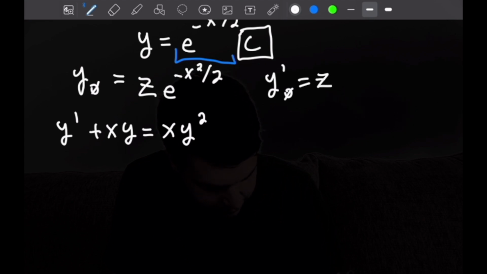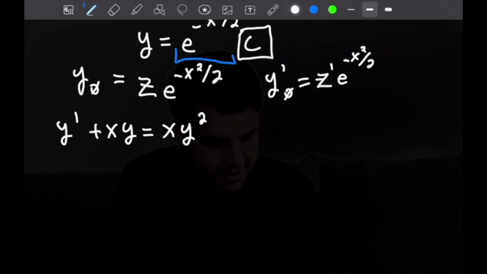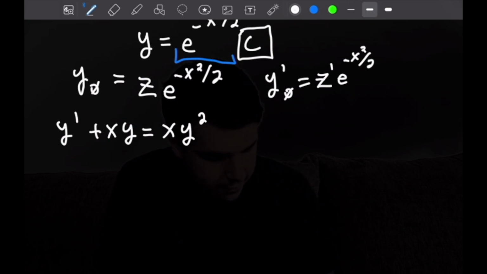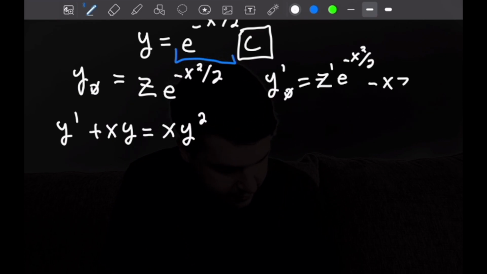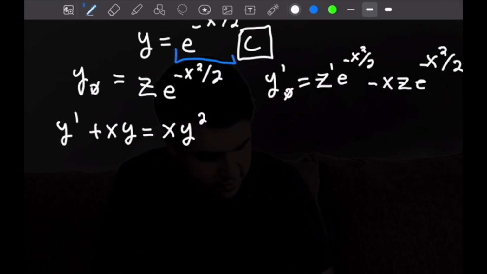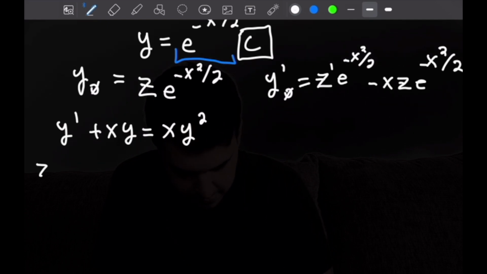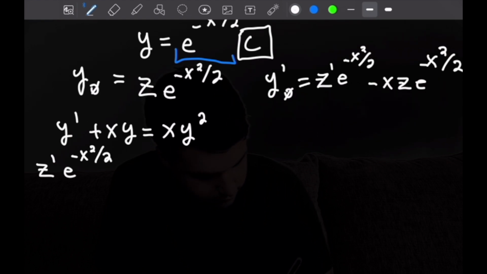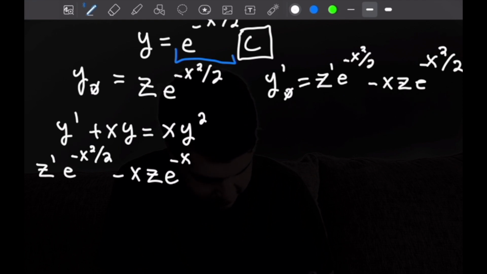So we'll have z prime times e to the negative x squared over 2, and when we take the derivative of e to the negative x squared over 2, we're going to pick up a minus x, so we'll have z prime times e to the negative x squared over 2 minus x times z times e to the negative x squared over 2. So let's go ahead and make these two substitutions. First, substituting in for y prime, we will have z prime times e to the negative x squared over 2 minus x times z e to the negative x squared over 2.